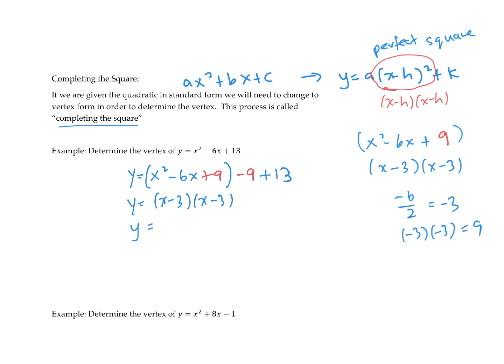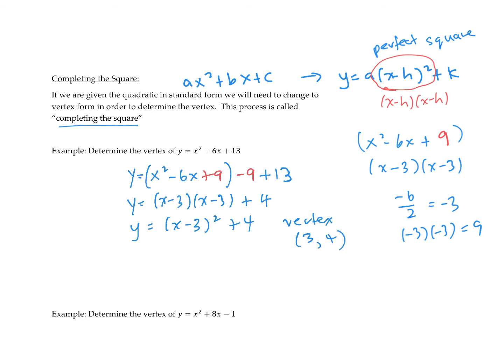So now I can write it as (x minus 3) all squared, and then negative 9 plus 13 is 4. So now it's in vertex form. The vertex is (3, 4).